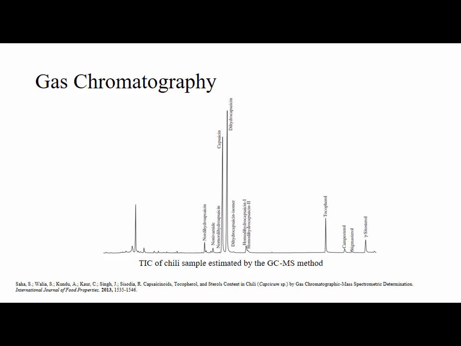All right, so here are the results. As you can see, there's good separation, and we have our two peaks of capsaicin and dihydrocapsaicin here being the most predominant peaks, which is what would be expected.